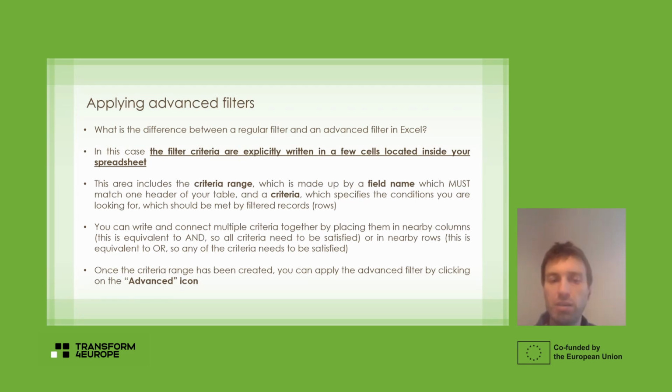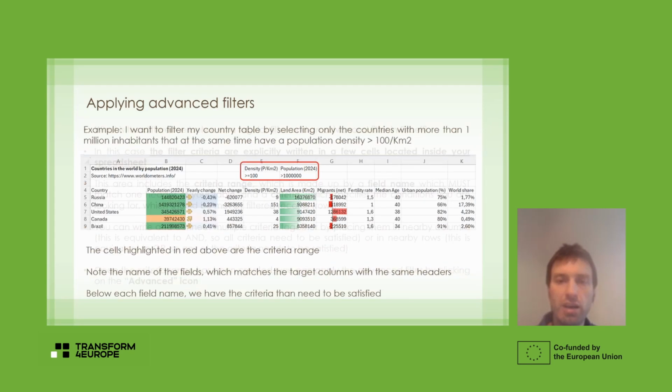Well, on the side of the biggest filter icon, you have a smaller icon which is called advanced, and this will allow you to apply advanced filters only in the case you have already written in your table somewhere the criteria for filtering itself. So let's get back to our usual example, the table that includes all the population data.